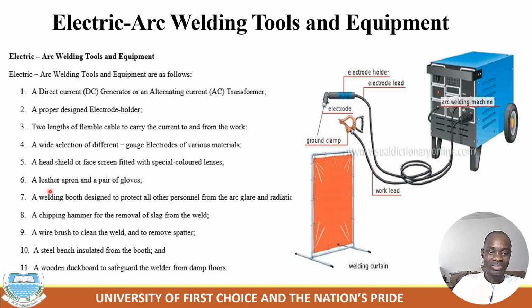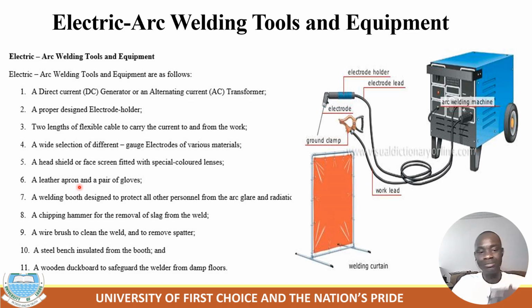The next one is a wide selection of different gauges of electrode. Electrodes are of different sizes. We have 10 gauge, 12 gauge, 14, and so on, based on their diameter and thickness. And also a head shield or screen fitted with a special color lens. That is a PPE meant for electric arc welding.